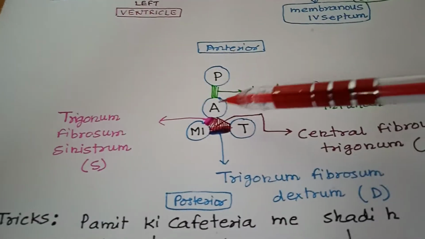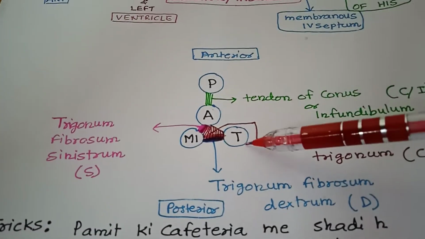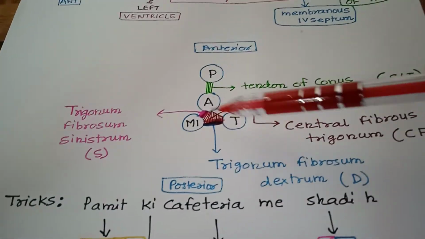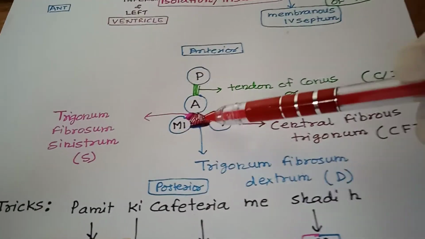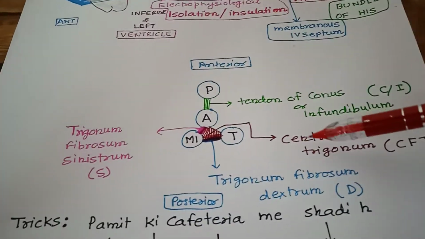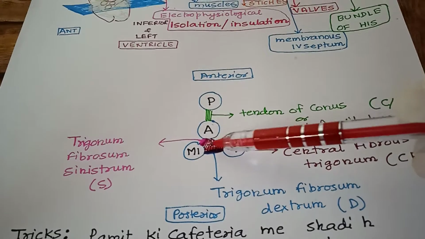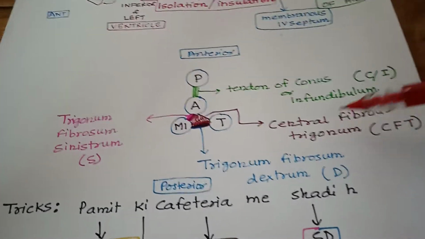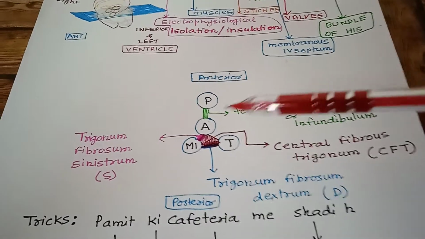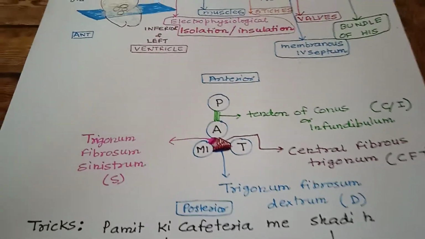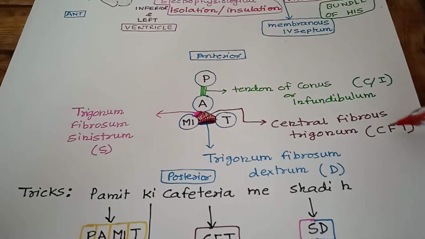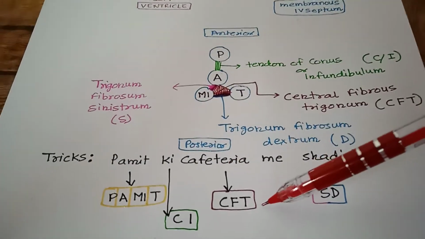Cafeteria, that is aortic, mitral and tricuspid. The fibrous rings are attached with a triangular thickened fibrous part, centrally located in between these three. It is made up of fibrous connective tissue, the trigonum in triangular fashion. So central fibrous trigonum, CFT, cafeteria.